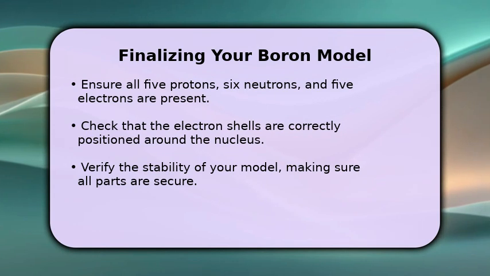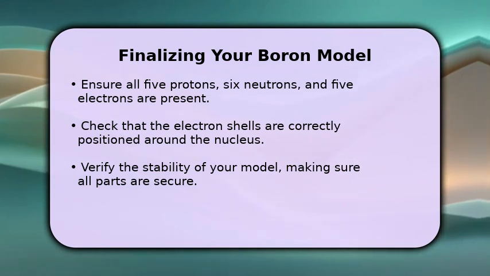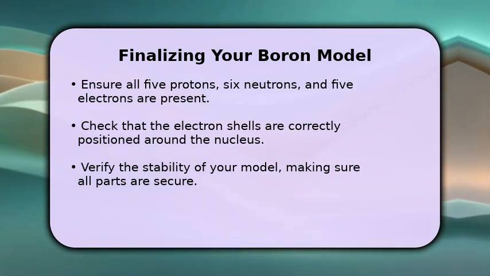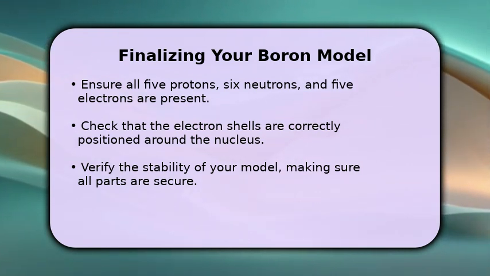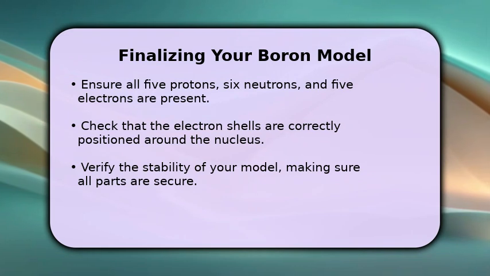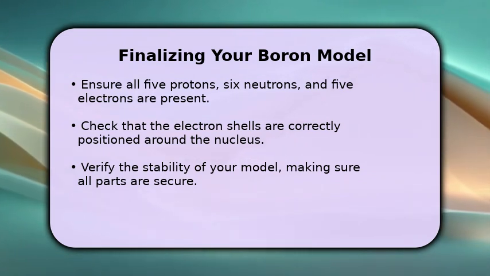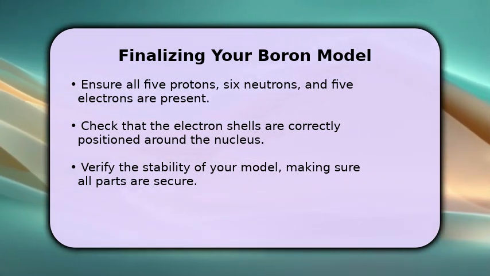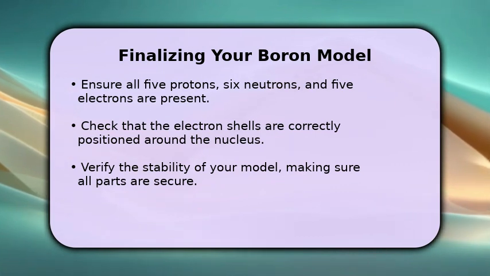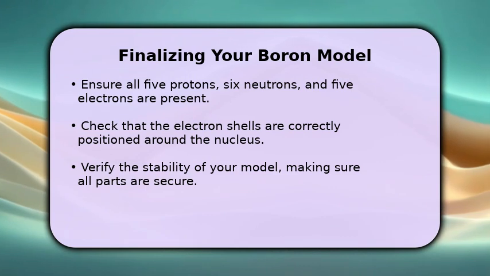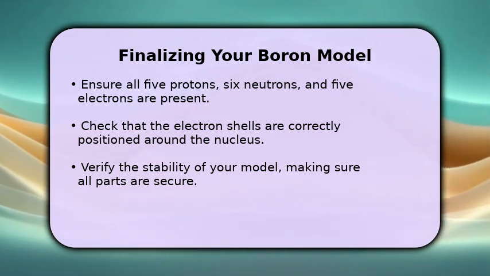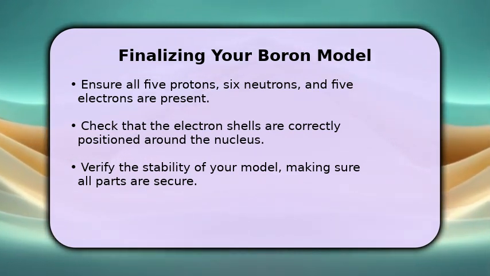Take a moment to review your creation. Double-check that you have precisely 5 protons, 6 neutrons, and 5 electrons, all securely attached. Ensure the 2 electron shells are correctly positioned, with 2 electrons in the inner shell and 3 in the outer. Your finished model provides a fantastic visual representation of boron's atomic structure, a great tool for understanding basic chemistry concepts.